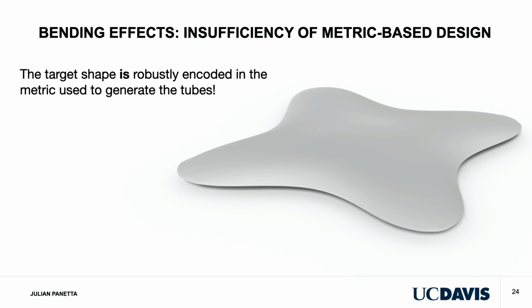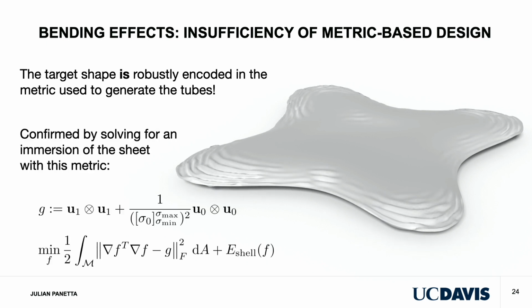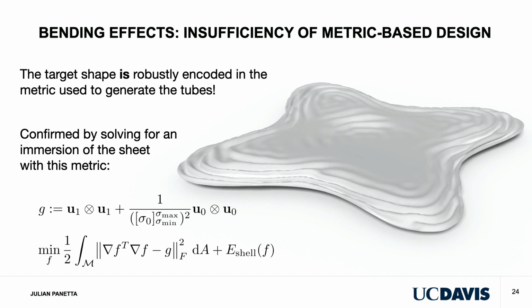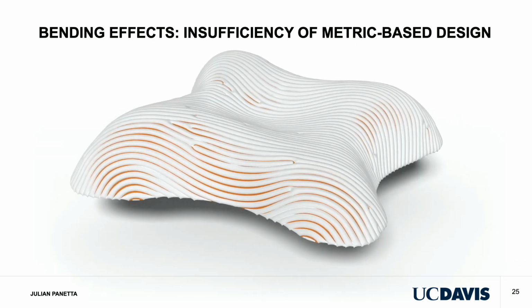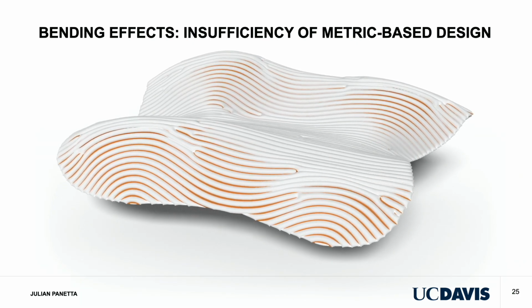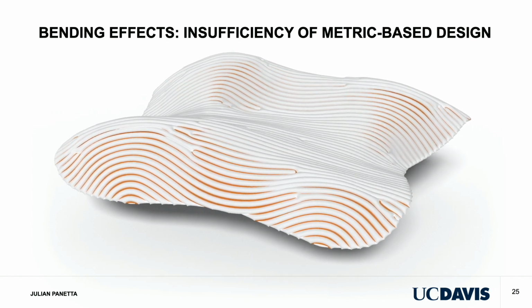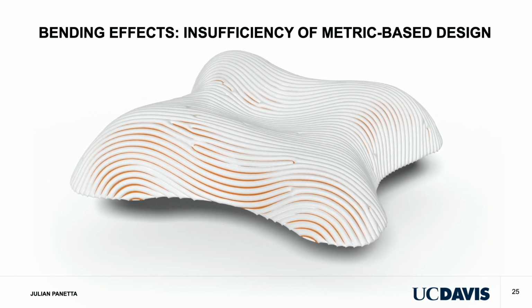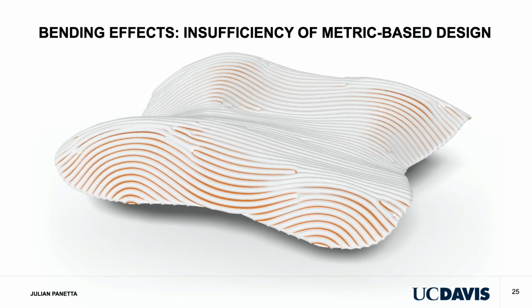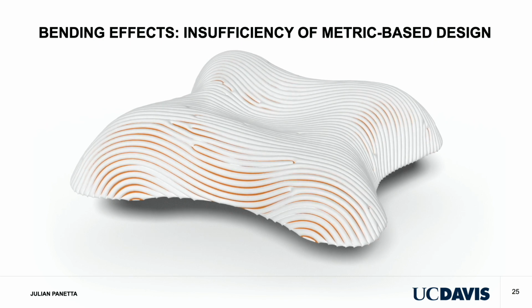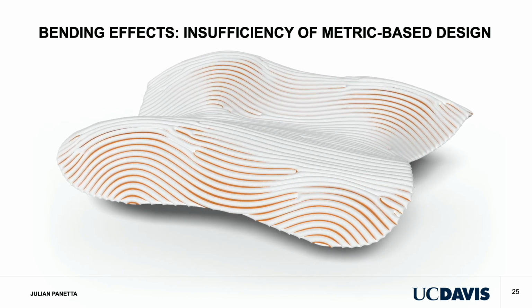What we are seeing is actually not a failure of the parametrization to robustly encode the target surface's curvature. We can confirm this by solving for an immersion of the flattened sheet with the same metric used to generate the tube patterns. We see that this immersion does faithfully approximate the shape. Looking more carefully at the inflation deformation, we notice that the long tubes traversing the ridges of the target surface want to unbend as they inflate. As this unbending fights the desired curvature encoded in the sheet's metric, we must discourage the tubes from aligning with these directions of high normal curvature.